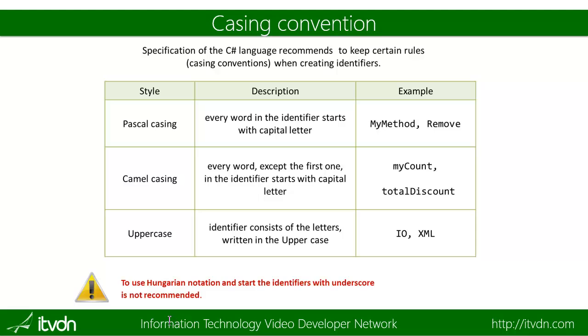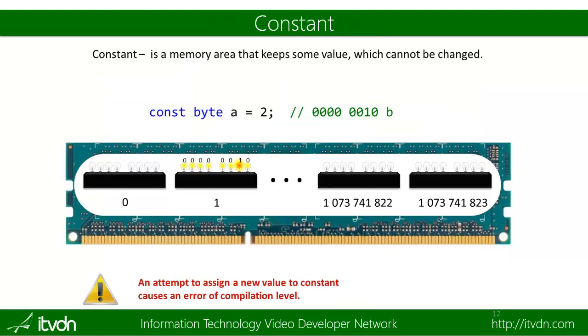On this, we'll close our variable topic and we'll move into constants. A constant is a memory area that keeps some value which cannot be changed. So, contrary to variables, you cannot change the value of a constant. It is there and that is it.